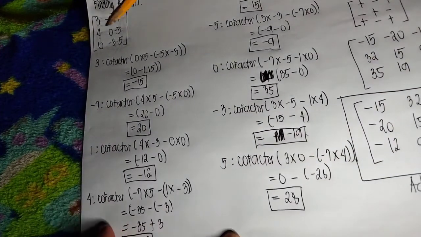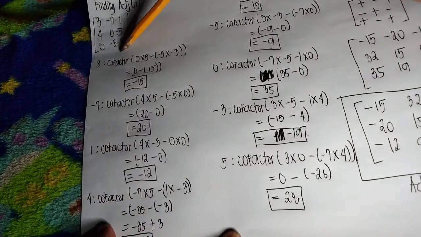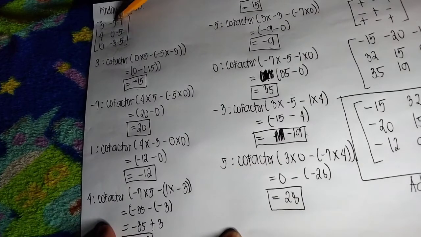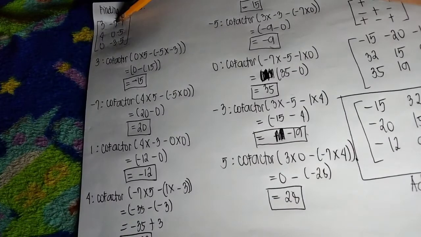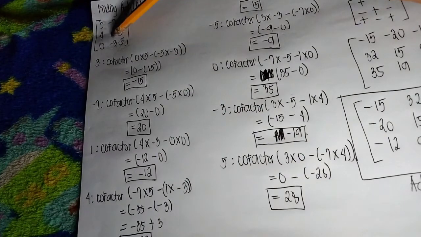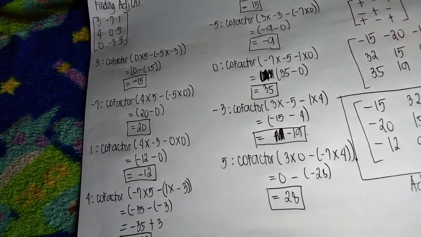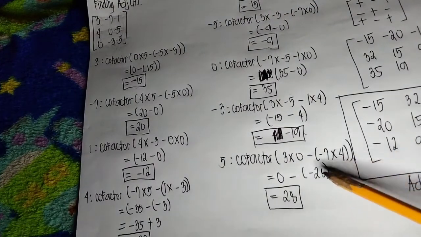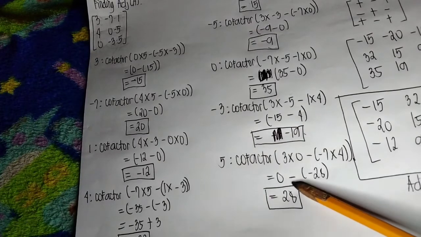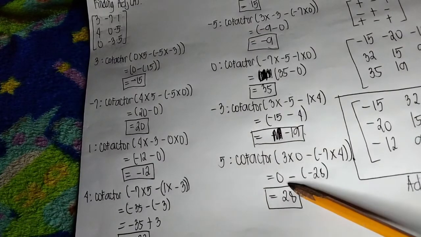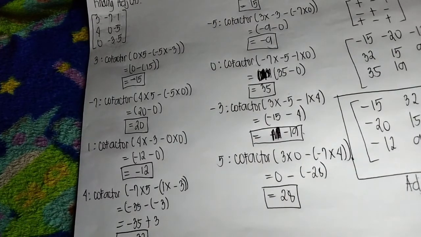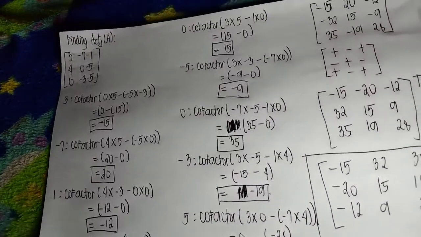Pagkatapos is ang 5 natin. Cover din. So, 5, ang maiwan, ang cofactor niya is 3 times 0 minus negative 7 times 4. So, 3 times 0 is equals to 0. Negative 7 times 4 is equals to negative 28. Minus sa dito is magiging positive. Diba? Negative times negative is positive. So, positive 28. So, isulat natin yun lahat, guys.